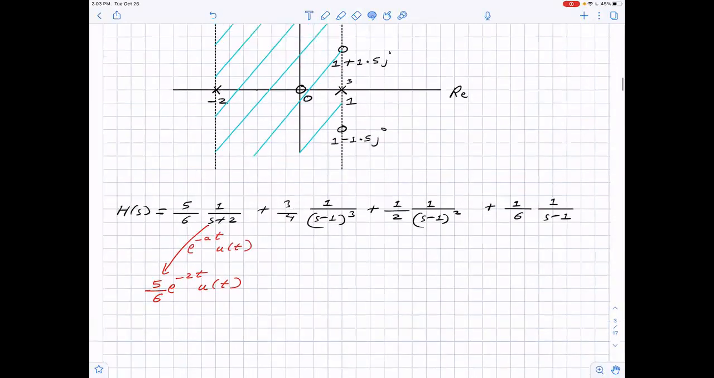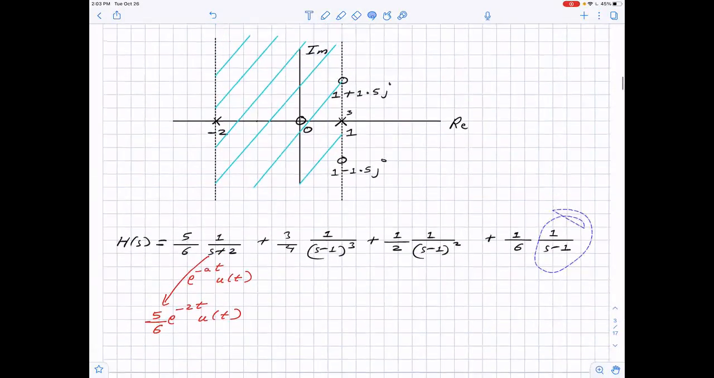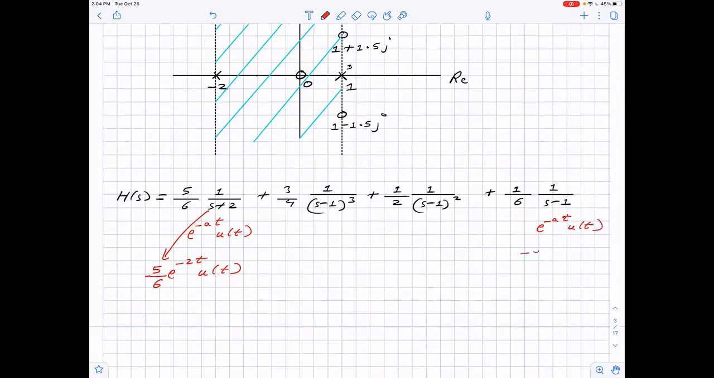Now let's consider this one. Again, a linear factor in the denominator. So the pole associated with that fraction is over here. And now again, for this term 1 over (s - 1), we have two possible choices. One would be e^(-at) u(t), and one would be -e^(-at) u(-t).